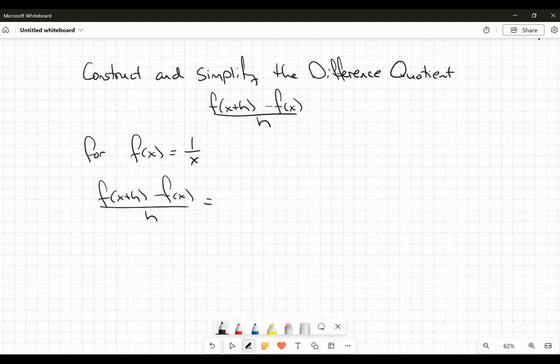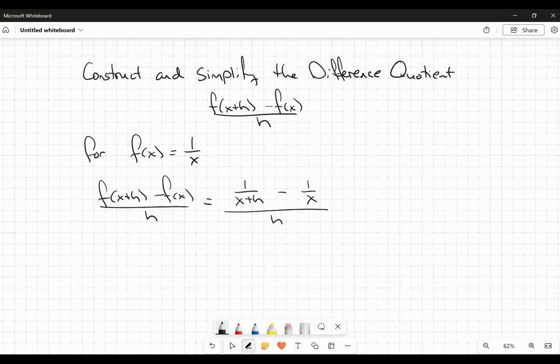Now if I've got f of x plus h, what f does is it takes what's inside the function notation and puts it in the denominator. So f of x plus h is going to be 1 over x plus h, minus f of x is simply going to put an x in the denominator. And this is still over that h there.